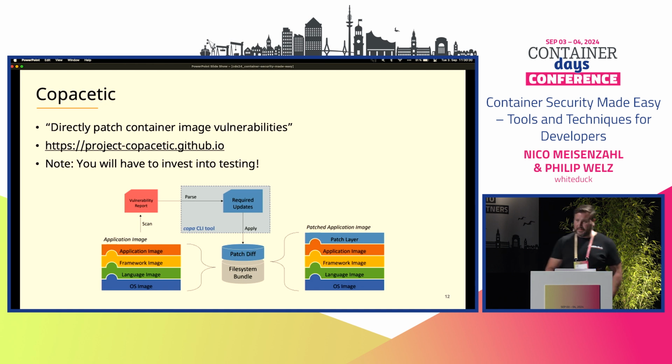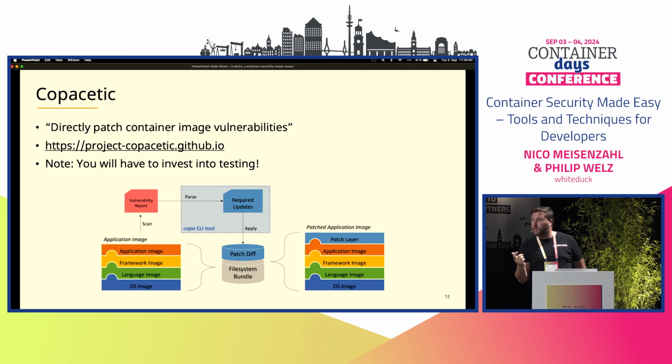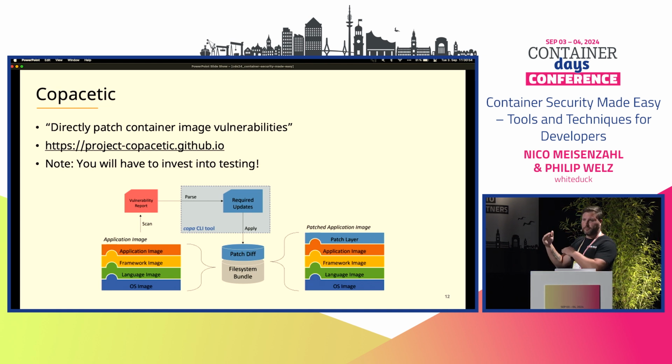What Copacetic is doing is, on the left side, we have built our image in the build process normally. Then, as we already showed in the pipeline, we do the vulnerability scan on this image. And without rebuilding it, we add the patch layer on the right side for all the vulnerabilities which are fixable. So we don't have to rebuild the image. We just run the Copa CLI tool, and all the vulnerabilities are fixed by adding just a patch layer.